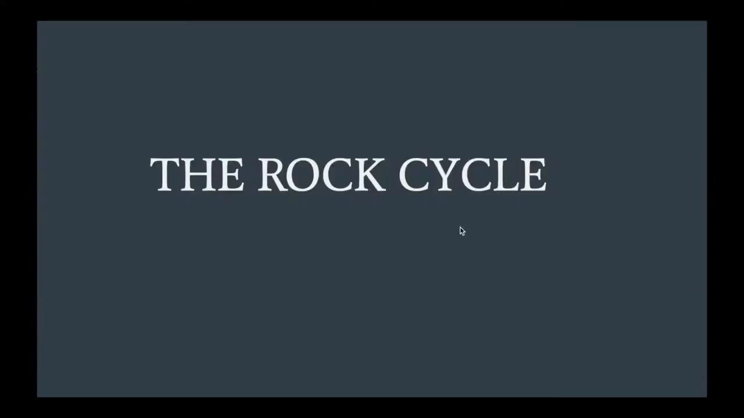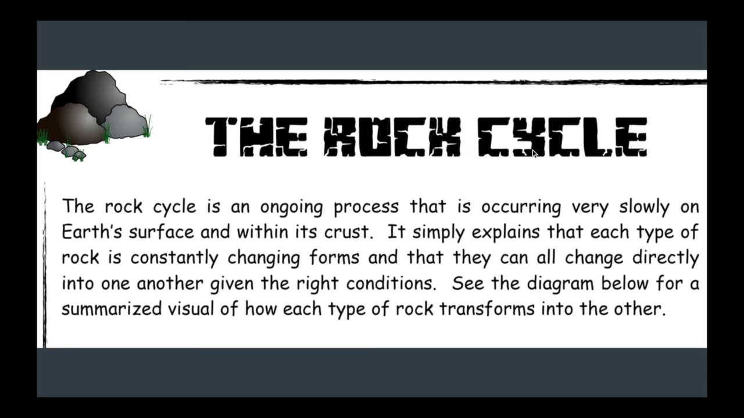The rock cycle. It's all about erosion. The rock cycle is an ongoing process that is occurring very slowly on Earth's surface and within its crust. So it's happening, but it's like turtles. It simply explains that each type of rock is constantly changing forms and that they can all change directly into one another given the right conditions. I'm going to show you this diagram to summarize a visual of how these rocks transform into each other.